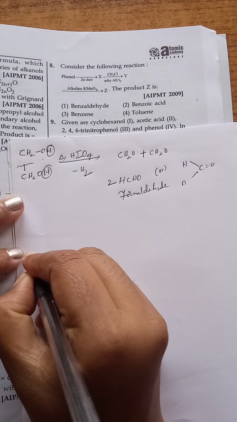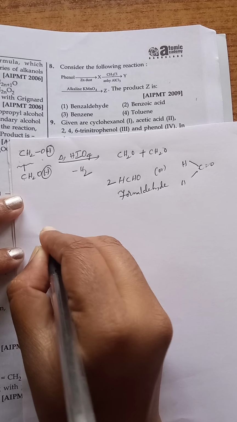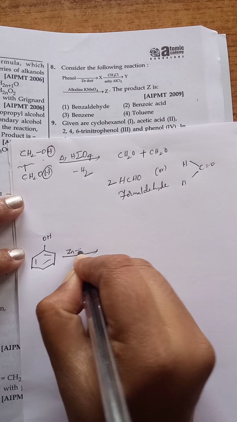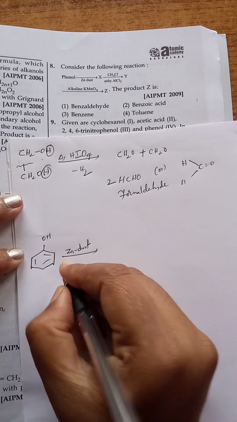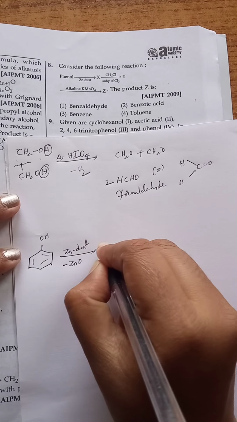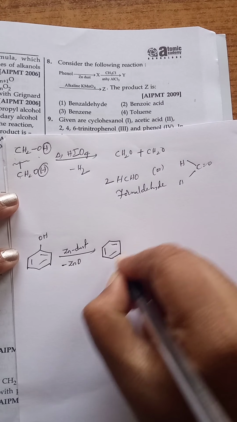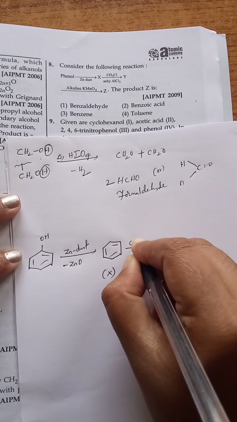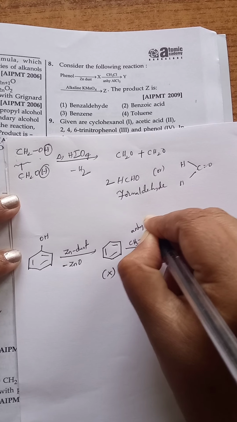First we'll take phenol. Phenol is an organic compound containing a benzene ring with OH. When this phenol undergoes reaction with zinc dust, which is a reducing agent, the zinc takes this oxygen and eliminates as ZnO. Hydrogen exists on the benzene ring and we get C6H6, benzene. Now this C6H6 is X. When this X reacts with CH3Cl in presence of anhydrous AlCl3.